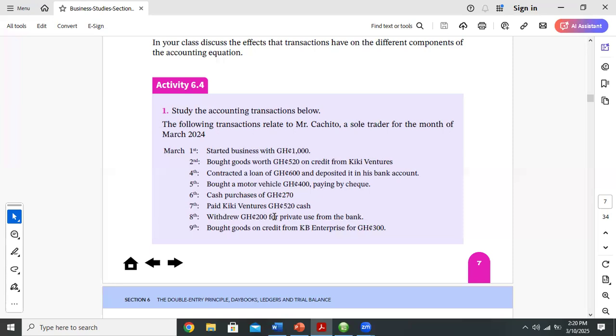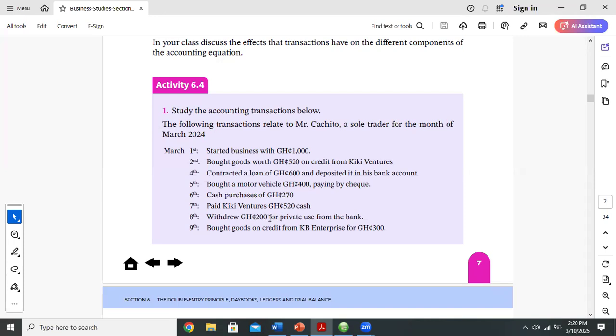What is the name given to the amount the owner withdraws? Drawings. Yes, drawings. So that is drawings. So in this case, there will be decrease in capital and decrease in asset.